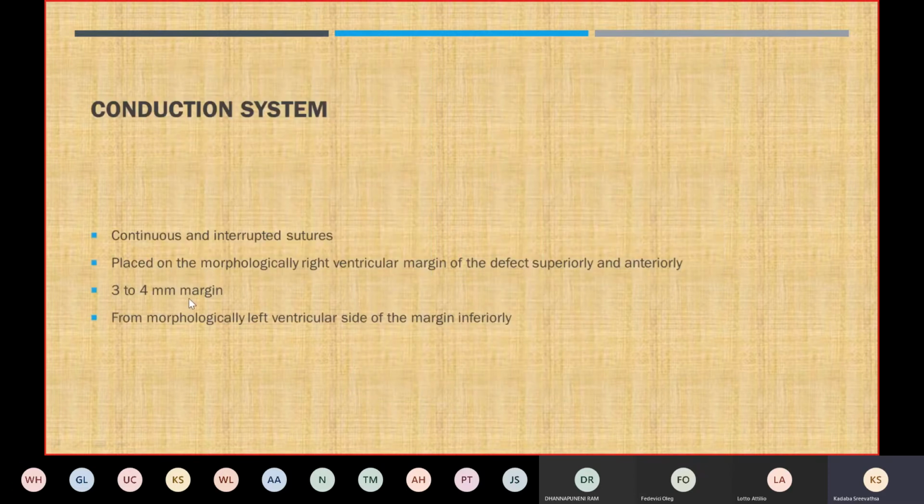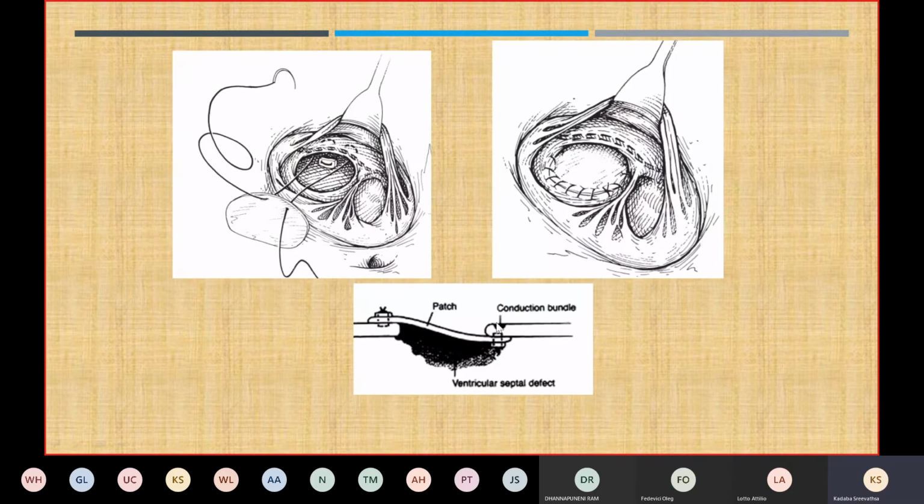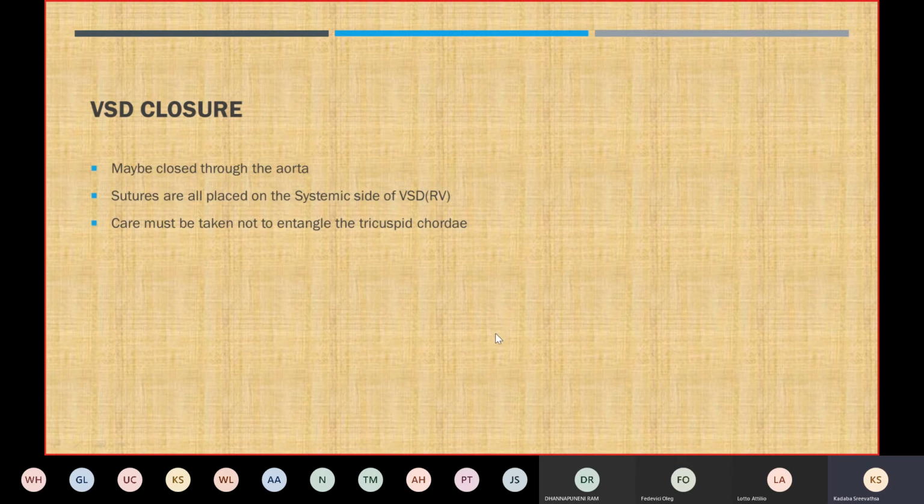So what is the precaution that we need to take? We need to take sutures on the right ventricular aspect, and we need to take sutures either 3 to 4 millimeters away from the bundle, or if we are taking them close to the bundle, then take bites that are not through-and-through bites, and take them only on the right ventricular aspect rather than coming onto the left ventricular aspect.